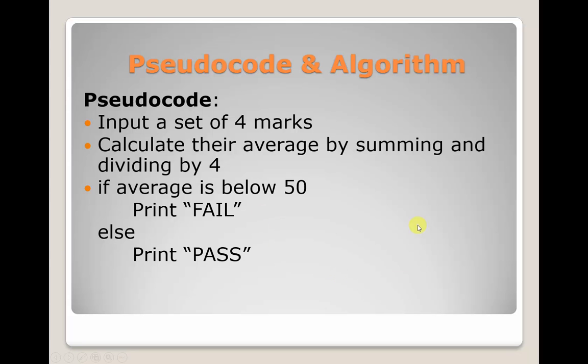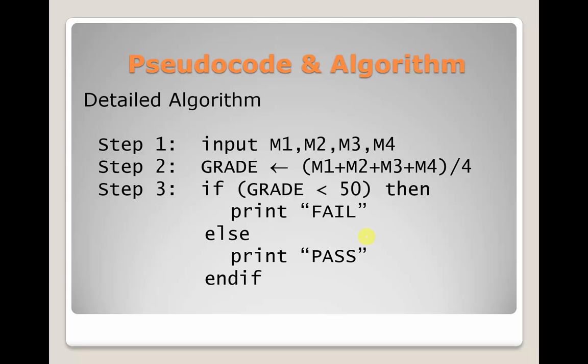So here we have the pseudocode. As you can see, it's pretty much an English language kind of a thing, as if we were describing it to each other. We're going to input a set of 4 different marks. We're then going to calculate their average by summing them up and dividing the answer by 4. If the average is less than 50, we're going to print fail. Otherwise, we're going to print pass. Pretty simple.